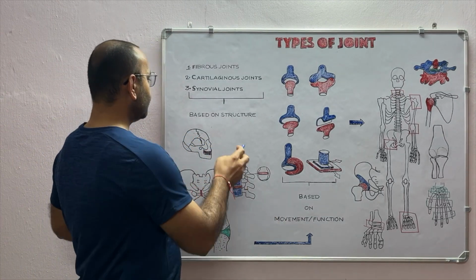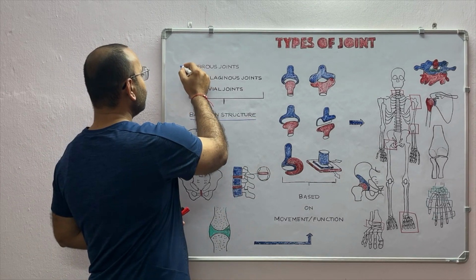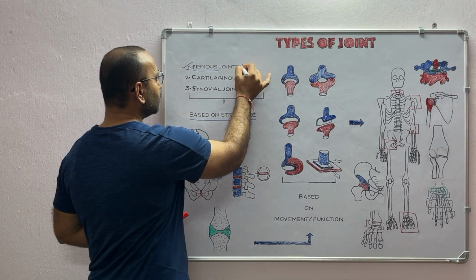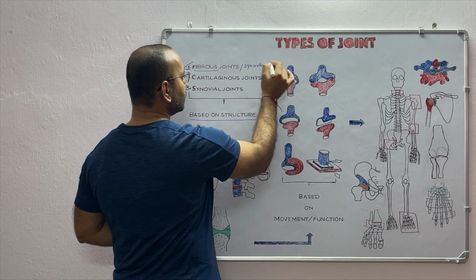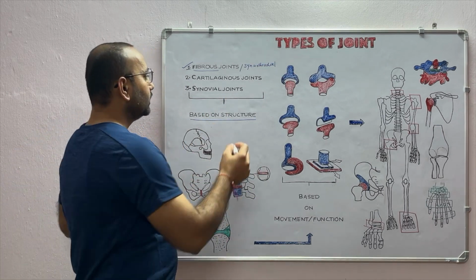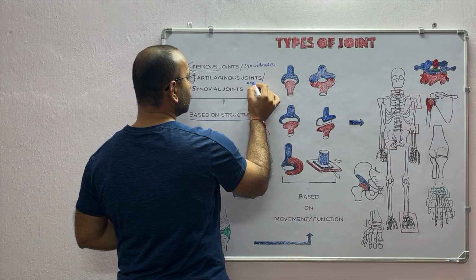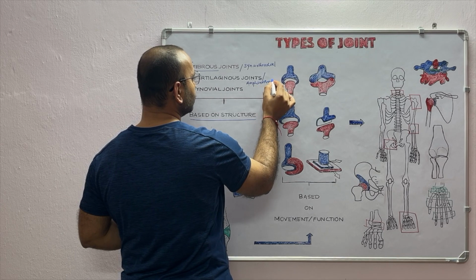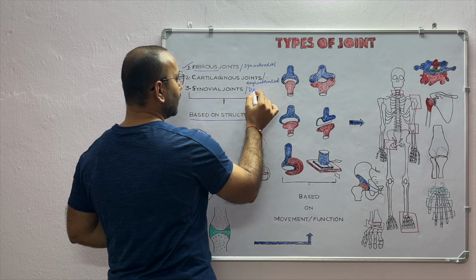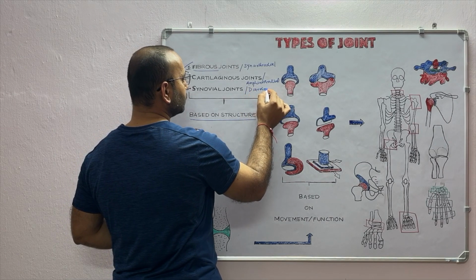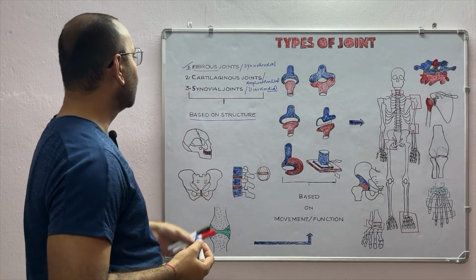So based on the structure, we have three categories of joint. The fibrous joint, which is also known as synovial joint. Then we have the cartilaginous joint. The other name of the cartilaginous joint is the amphiarthrodial joint. Then we have the synovial joint. The other name of the synovial joint is diarthrodial joint. Right? So let us understand how, based on the structure, these joints are classified.